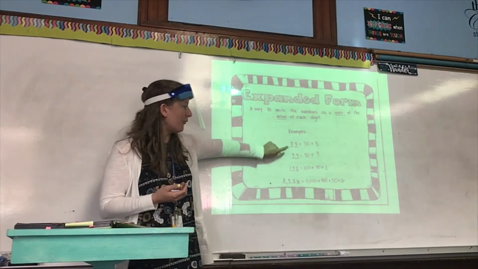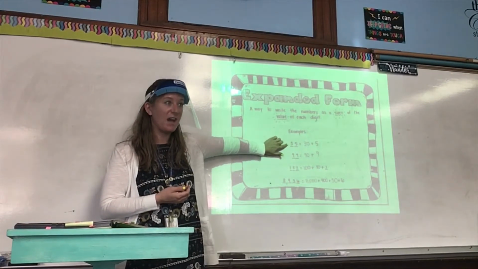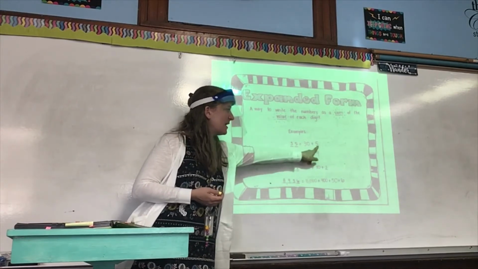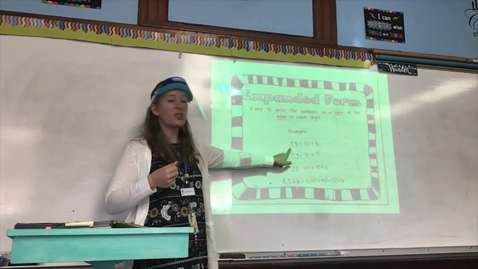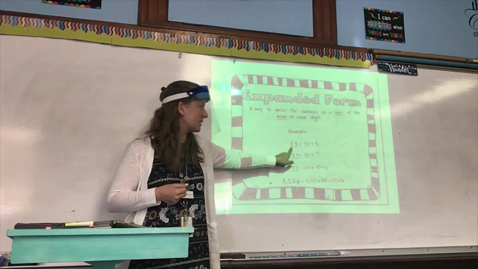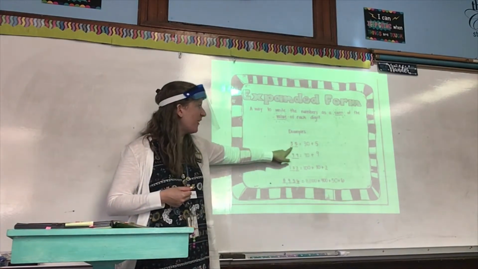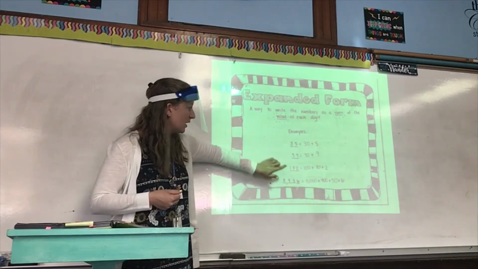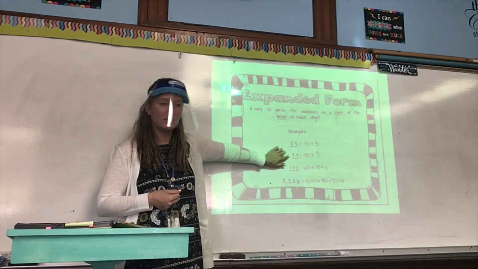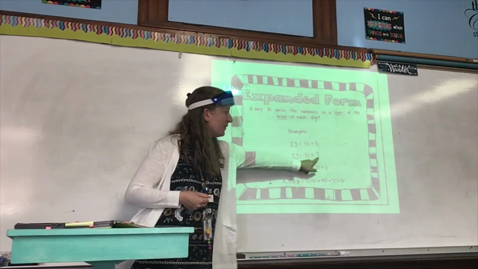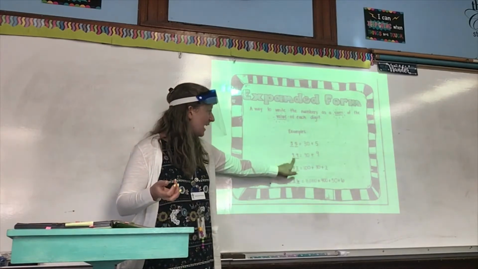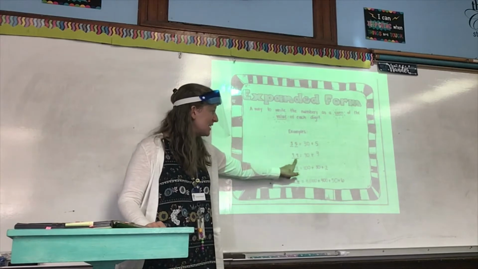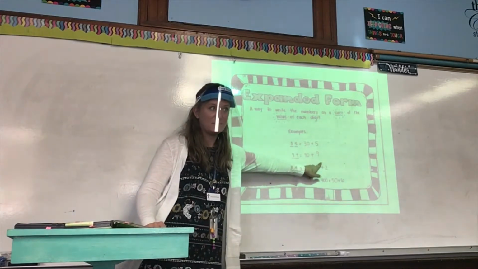So, if, for example, we have the number 35. Well, we know 5 is in the ones place. A 5 in the ones place is worth 5. We have a 3 in the tens place. A 3 in the tens place is worth 30. So 35, written in expanded form, is 30 plus 5. Here we have the number 99. We have a 9 in the ones place. It's worth 9. We have a 9 in the tens place. It's worth 90. So in expanded form, 99 is 90 plus 9.